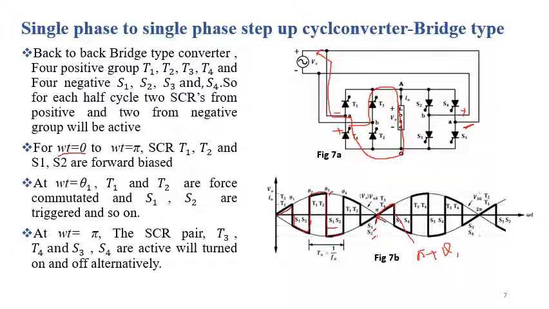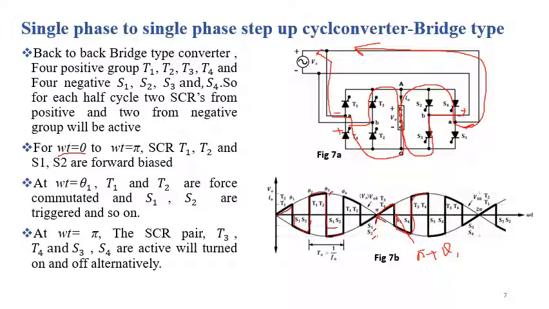So at omega t equal to pi plus theta 1, S3 is turned on, and the current flows through the load like this, and S4 is turned on and goes through like this and to the source. So this is the path for the output current, and we are getting the output voltage like this, and so on up to omega t equal to 2 pi.